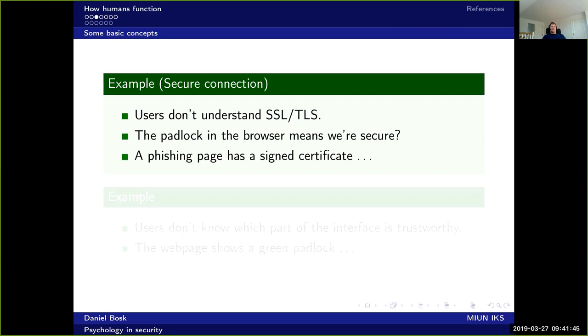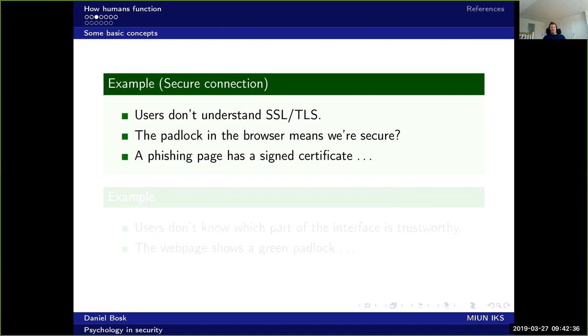Another example is normal users who don't necessarily understand or have a correct mental model of how a secure connection works. So they don't know how SSL TLS works, and that's normal. I mean, that's easy to understand. It's quite a lot to deal with. So basically, the web browsers try to add some tools for these users to try to use SSL TLS correctly, so they have secure connections. So for instance, you have the padlock, which is green if everything is secure and nice. But what does that actually mean?